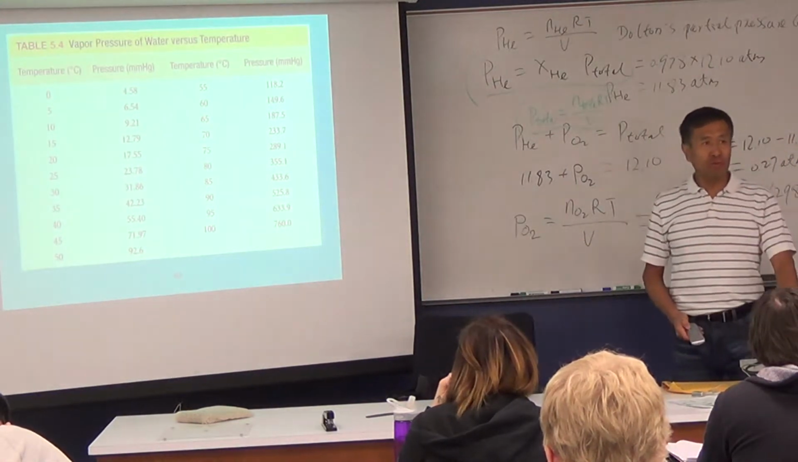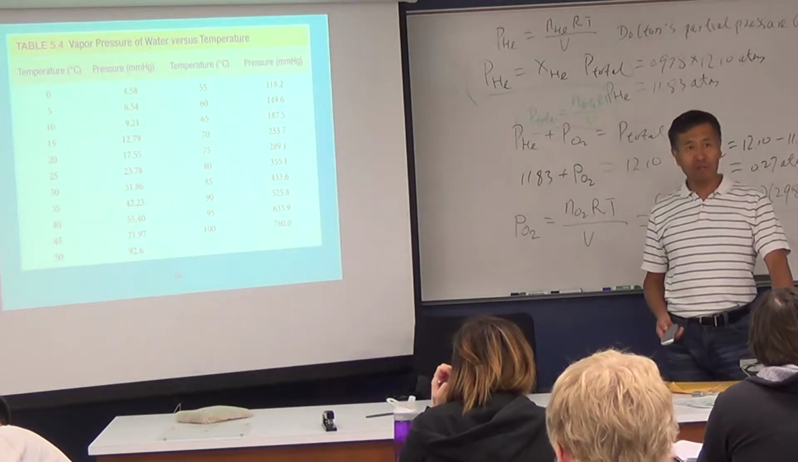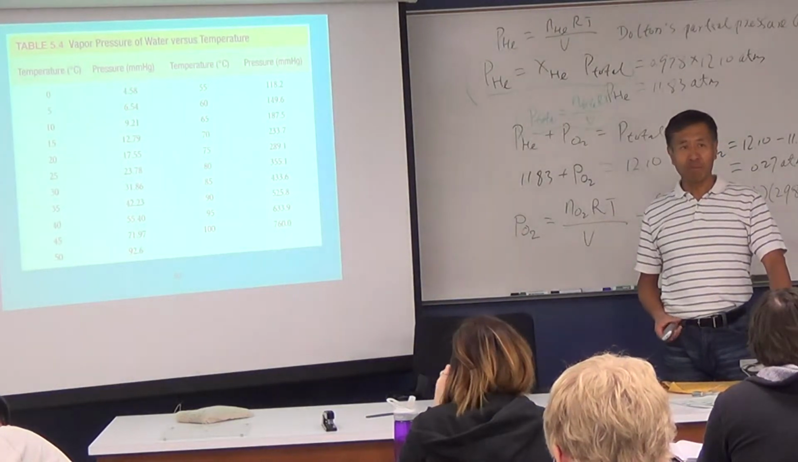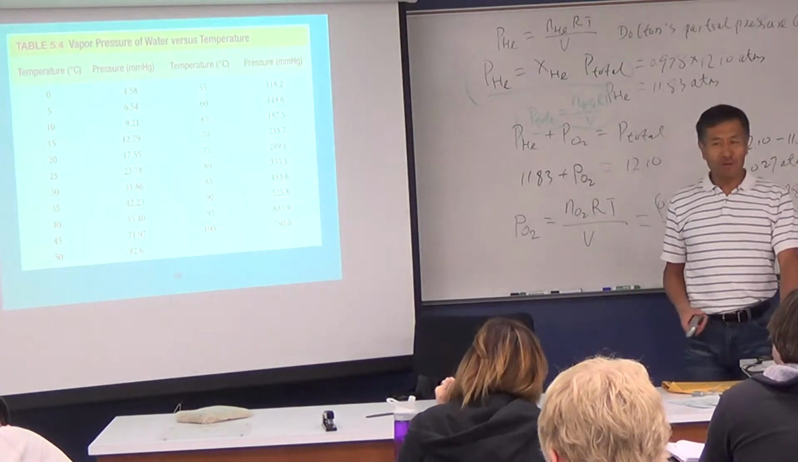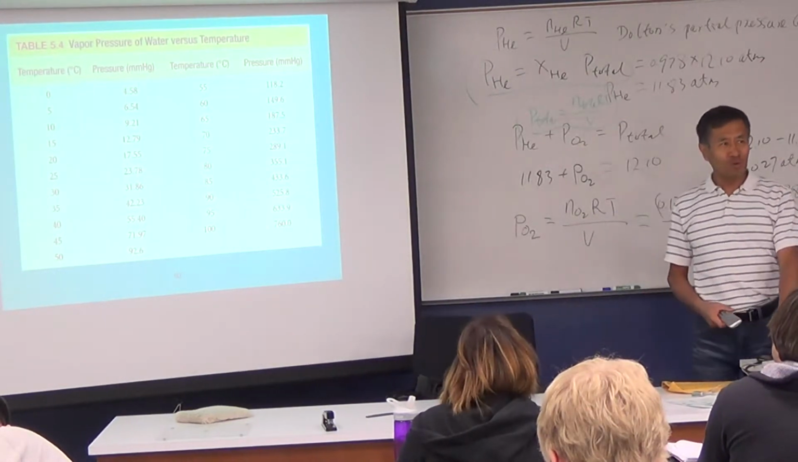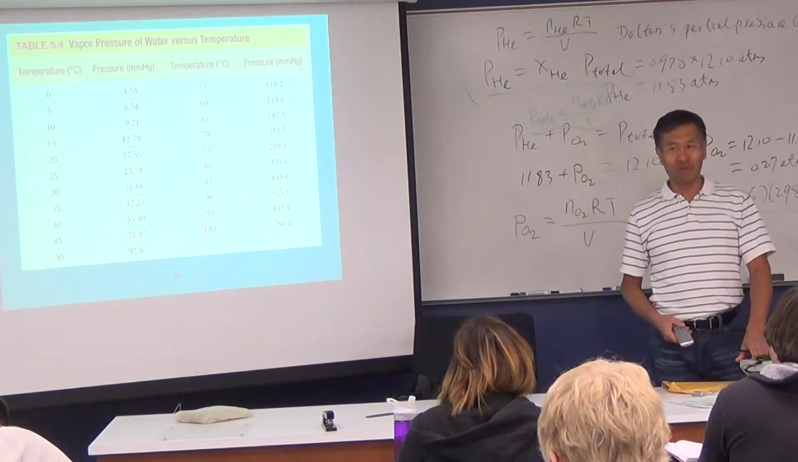You can see the table for the water vapor pressures. Here we use Celsius, because this is not a calculation. But when you do the calculation and you want to use PV equals nRT, make sure your temperature is in kelvins.